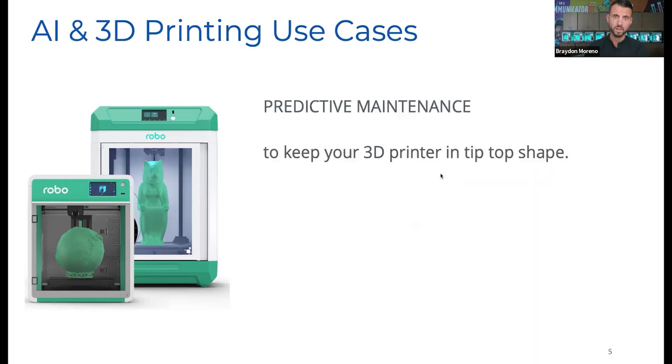A third one is predictive maintenance, right? This is a pretty simple one, but it's about keeping your 3D printer in tip-top shape. If the actual hardware is experiencing wear and tear, the AI can predict that and then offer suggestions to you as a 3D printer owner, to help make that better. So these are just three typical AI and 3D printing use cases that I see happening in the world shortly.